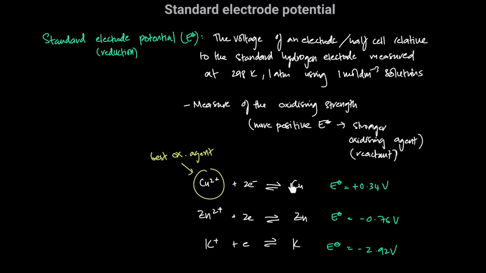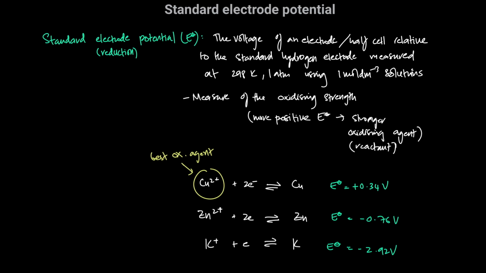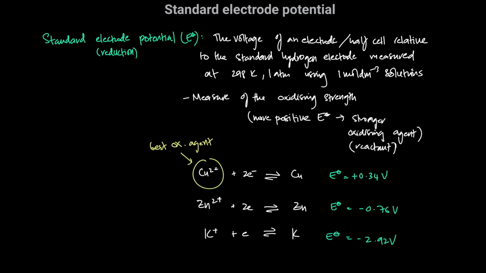Now the question is, which of these metals is the best reducing agent? So over here, if we were looking at which of these species present here is the best reducing agent, reducing agents undergo oxidation. So it could be copper, zinc, or potassium, and we know that potassium would be the best reducing agent. It undergoes oxidation the most readily.